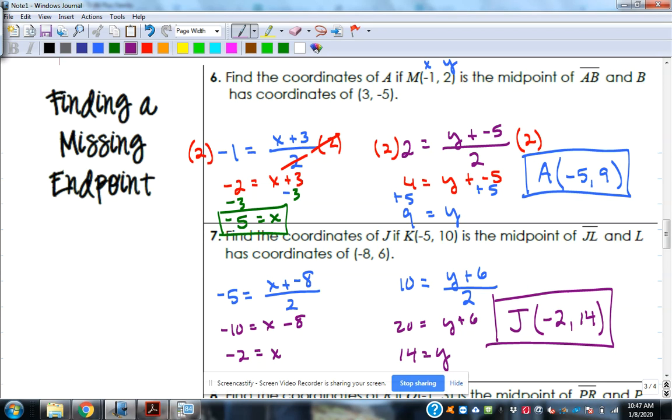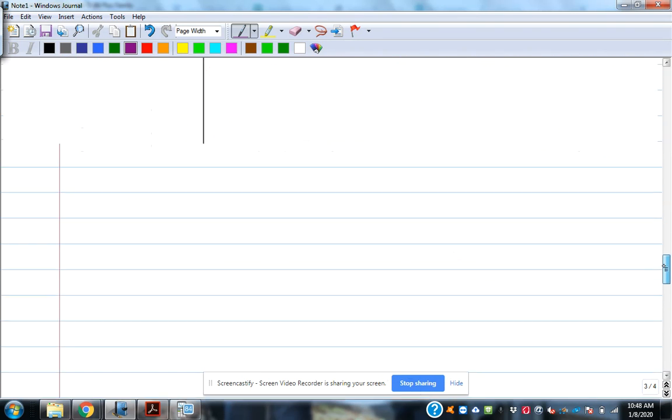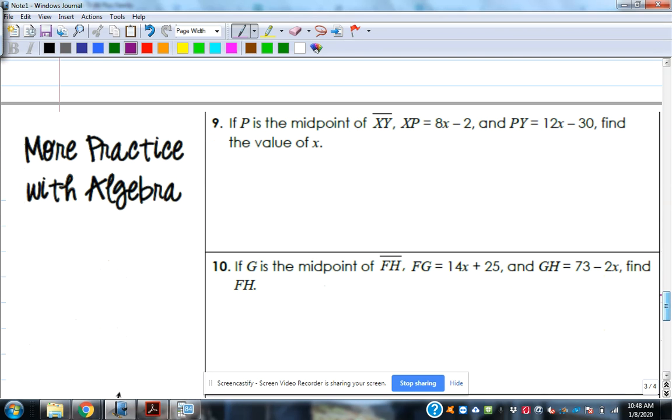So finding the missing coordinates of that. I usually put my variable first on the numerator. You don't necessarily have to do that. It doesn't matter, honestly, which way you do that. So let's skip number 8. No sense in beating a dead horse there. I think you guys can do that. So let's skip down to number 9.